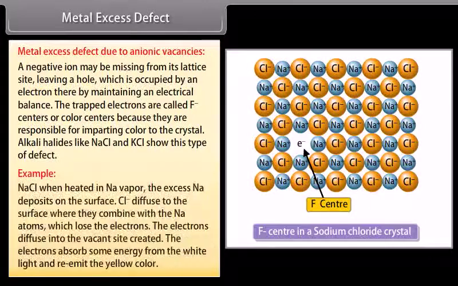Example: when NaCl is heated in Na vapor, the excess Na deposits on the surface. Cl⁻ ions diffuse to the surface where they combine with Na atoms, which lose their electrons. The electrons diffuse into the vacant sites created. The electrons absorb some energy from the white light and re-emit the yellow color.